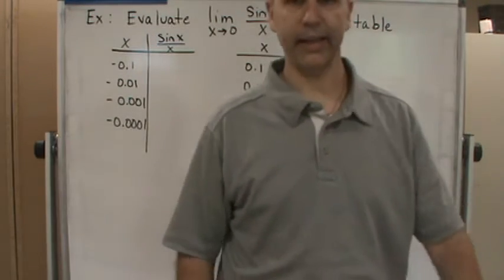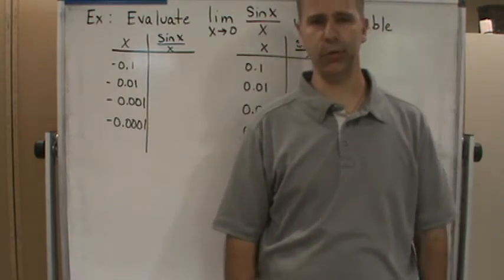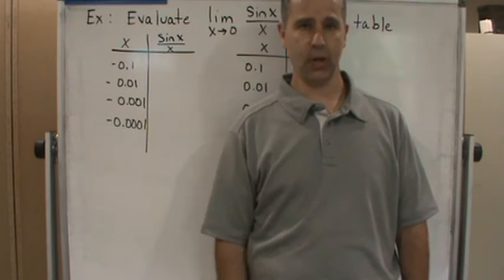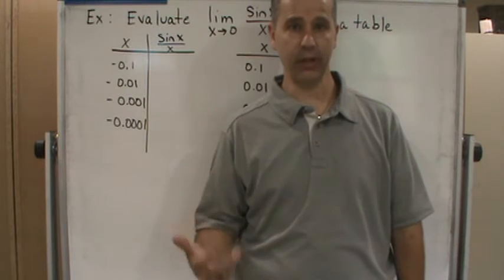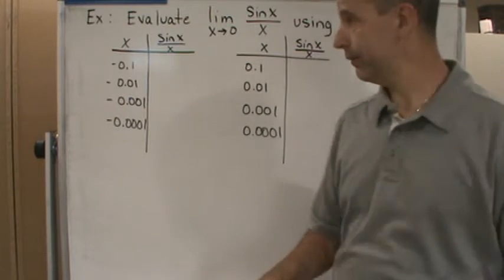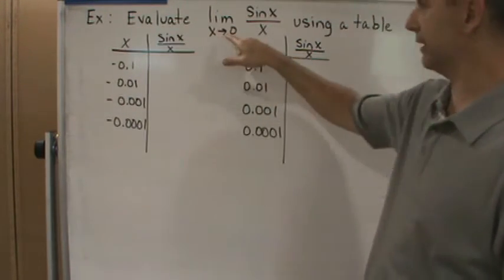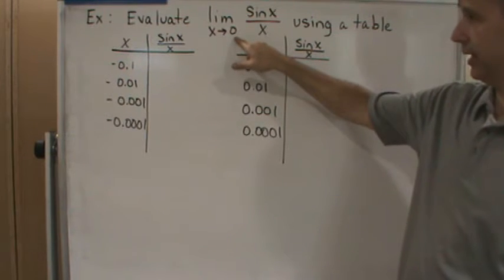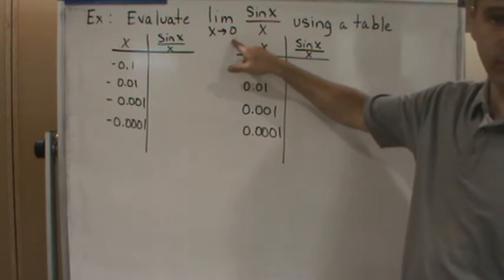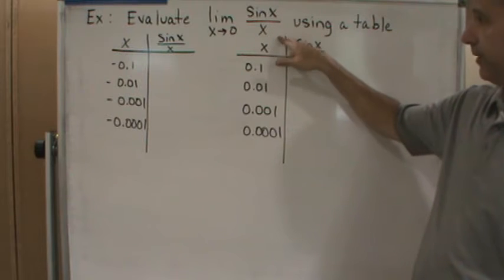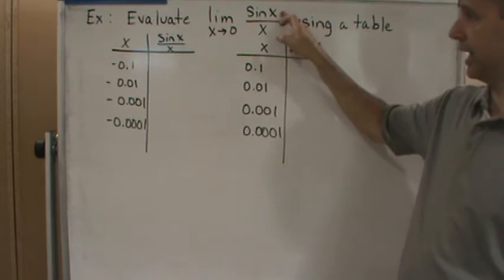Okay, welcome back. Now what we're going to do is an example of using the problem strategy that we did in the last video. The problem says evaluate the limit as x approaches 0, so a is equal to 0 here, of this function using a table: sine x over x.